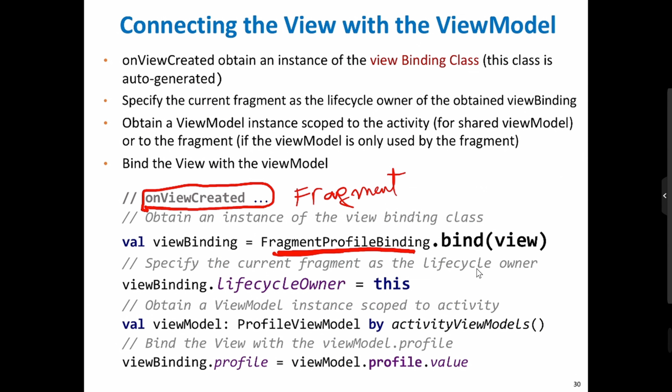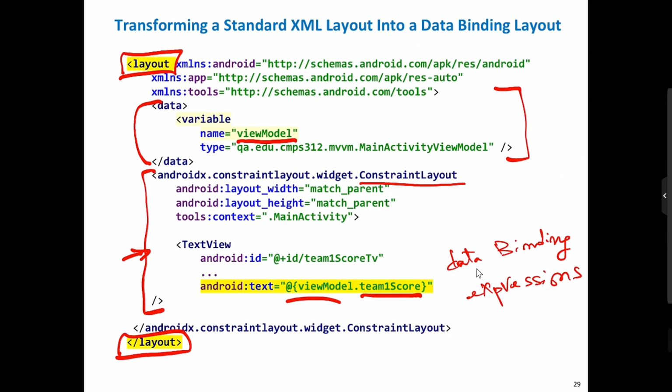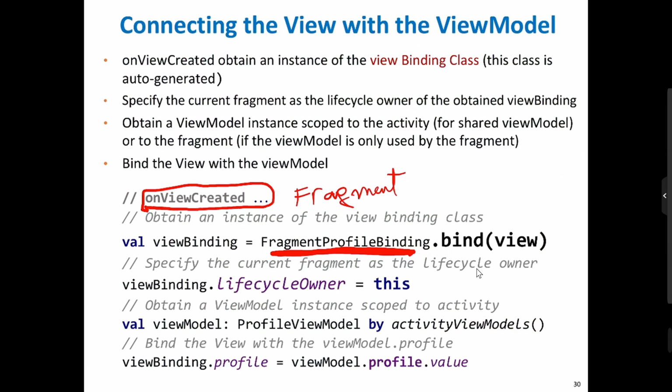This class will be automatically generated once you add the layout and add this, as a root. Android Studio will automatically generate a class that has the same name as the activity with the suffix Binding. In my case, I have a fragment called ProfileFragment. So this class is auto-generated, and I use it. I'll say FragmentProfileBinding.bind(view).